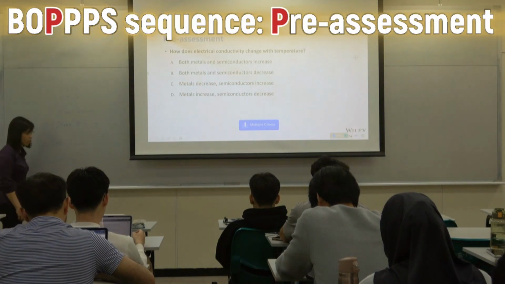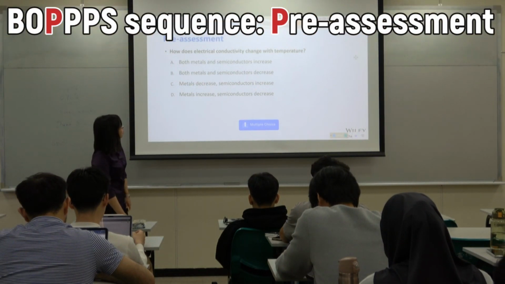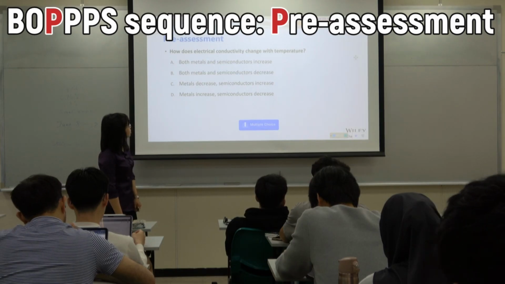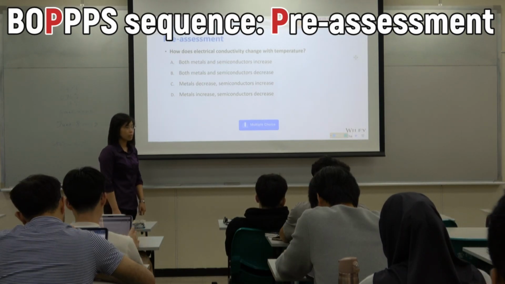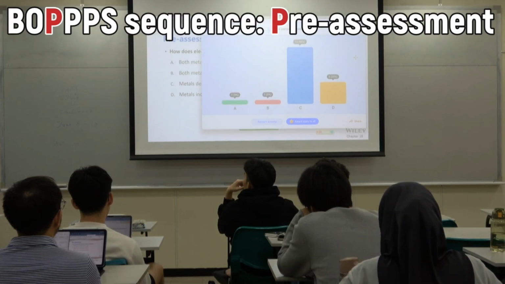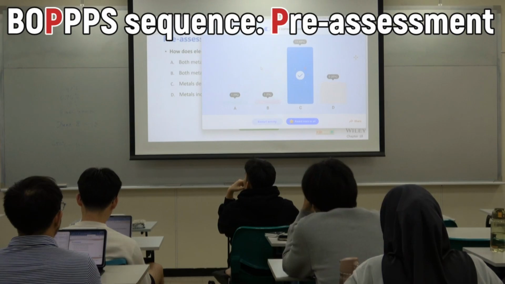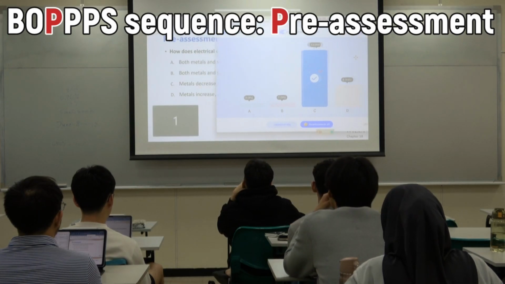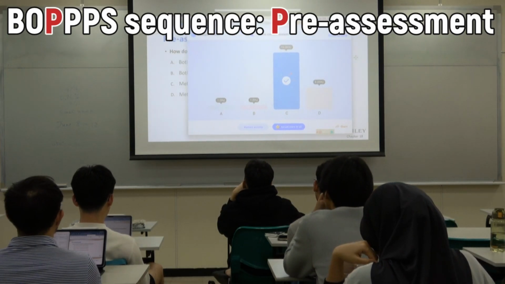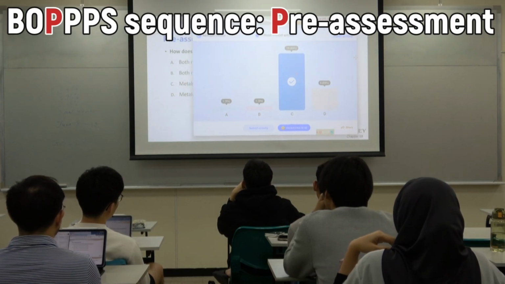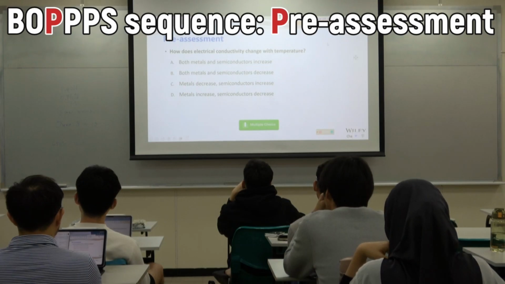Before we move on, when we enter the topic, there's a question for you. How does electrical conductivity change with temperature? The correct answer is C. Metals increase and semiconductors decrease. But we still need to care about the others' answers, right? So, does anyone want to share your answers?